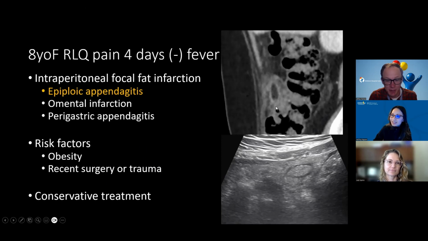I've seen a few of those, and they invariably seem to always go to CT. Whether we see the appendix or not, they have enough pain that they oftentimes get CT. And I think this is a nice example that we can make this diagnosis on ultrasound. Like you're saying, differentiating the epiploic appendagitis and omental infarct can be hard. I agree. This one has that kind of focal rounded area.